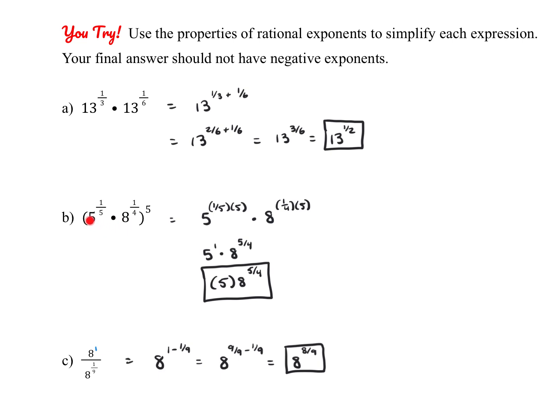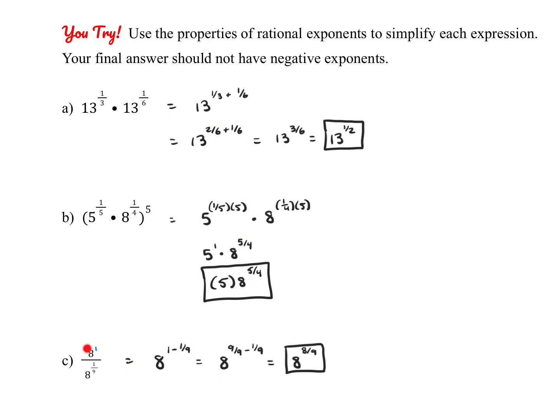For part B, the bases are not the same. I cannot multiply these terms, but I can use my power property and multiply each exponent by 5, which I did here. So we're left with 5 times 8 to the power of 5/4. And no, you cannot simplify this any further. This would be my final answer if I'm leaving it with rational exponents.